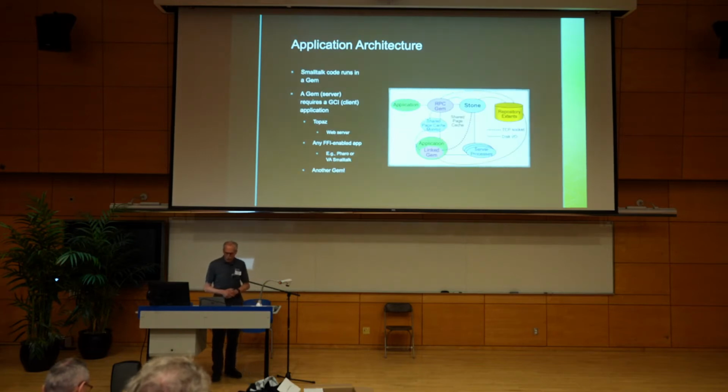Here with the application architecture, the Smalltalk code runs in the gem. The object manipulation is done by the gem process. The gem can be thought of as a server to the application, providing these tools and this functionality. The GCI client can be of several different types. One is Topaz, mentioned earlier, and you could, for example, run a web server directly from a Topaz session.